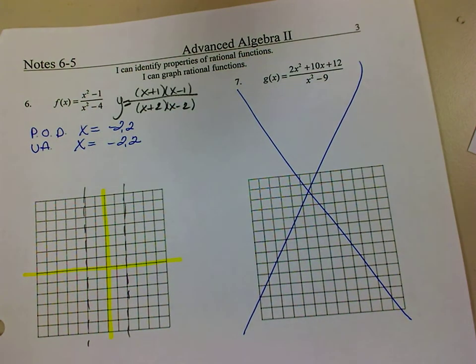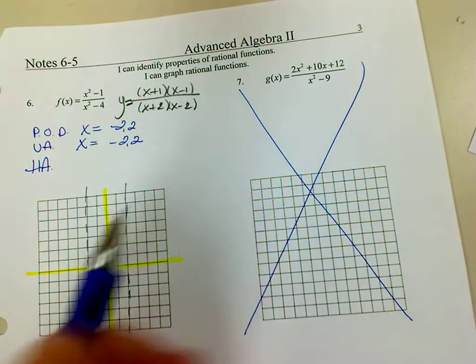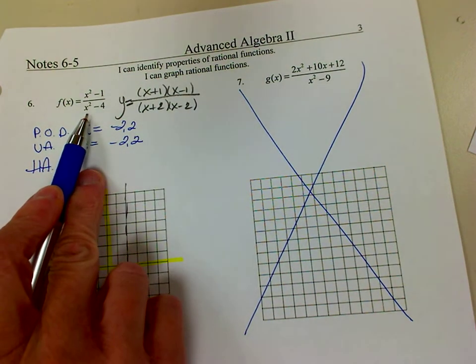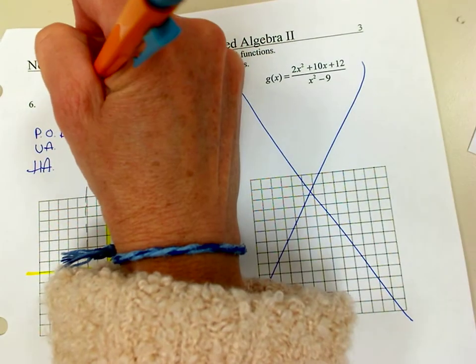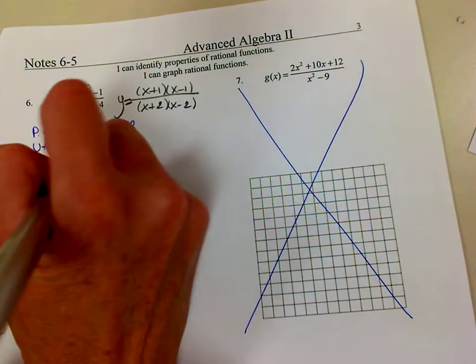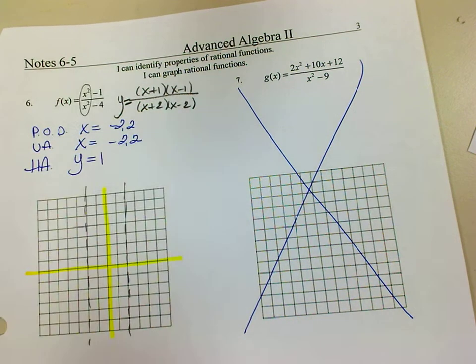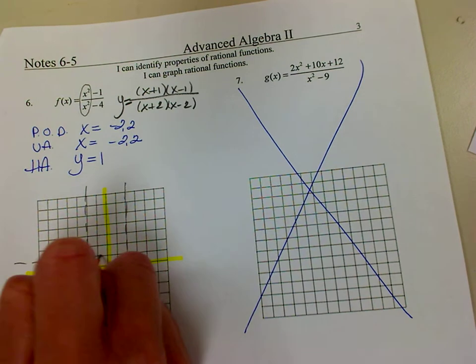Okay, now I'm going to find the horizontal asymptote. That might be easier to go back to the unfactored problem because all I have to do is divide leading terms. And since they have the same exponent, I just divide the coefficients. So that's going to give me just y equals 1. I'm going to go ahead and graph that. I'm going to go up to 1 and draw in a horizontal asymptote.